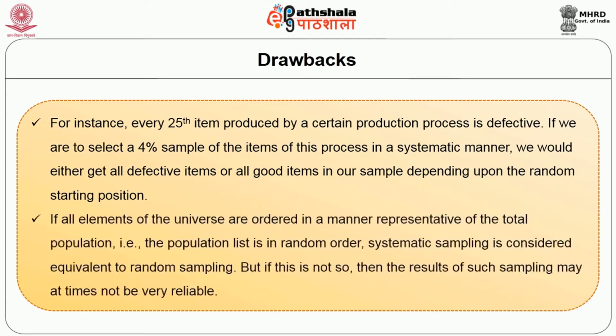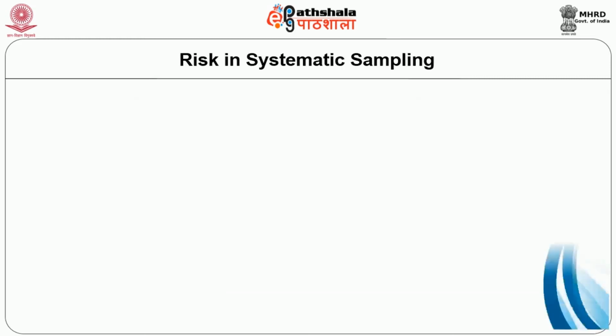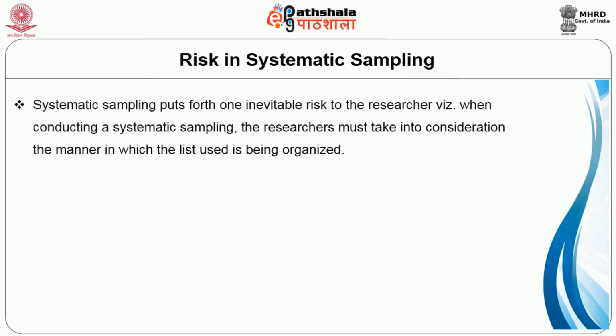If all elements of the universe are considered in a manner representative of the total population, that is, the population list is in random order, systematic sampling is considered equivalent to random sampling. But if this is not so, then the results of such sampling may at times not be very reliable. Besides the other disadvantages, there is one crucial risk that is associated with systematic sampling.